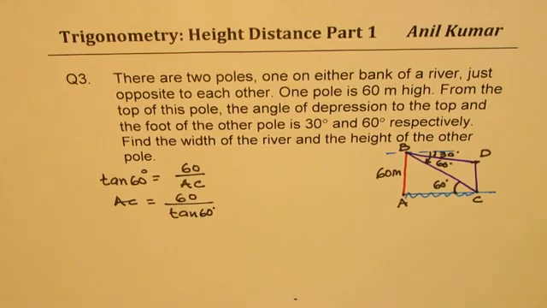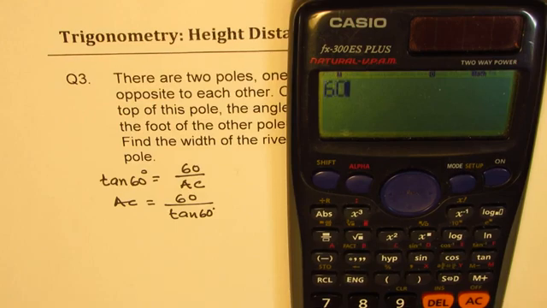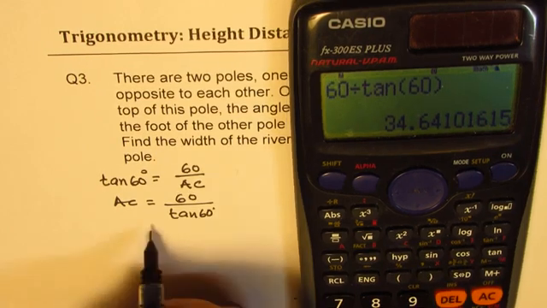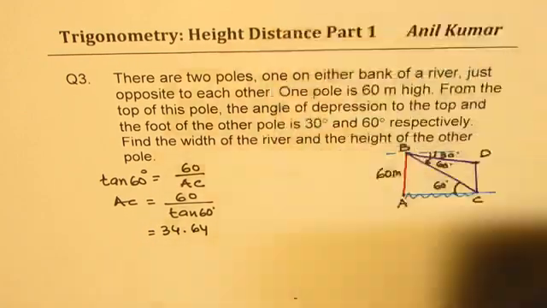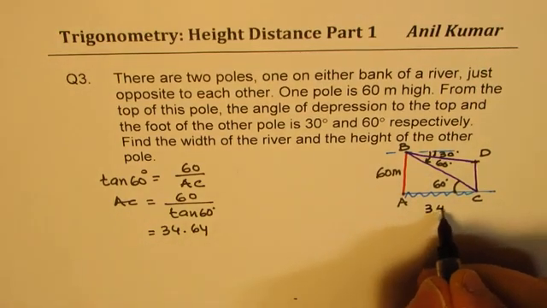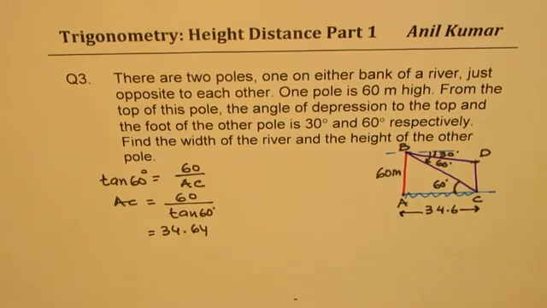Correct? You know this special triangle, so you could use square root 3, but we'll use the calculator for the time being. So we have 60 divided by tan of 60 degrees to get the answer, which is, let's write in decimals, 34.664. So let's say we are assuming to round them to one decimal place, so I'll write this as 34.6 as my width, right? Now, we need to find the height of the pole.